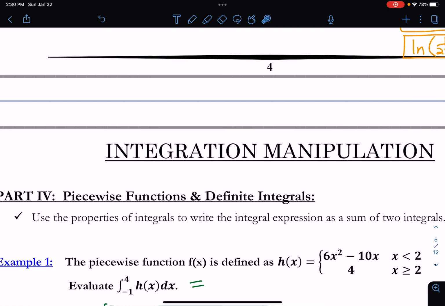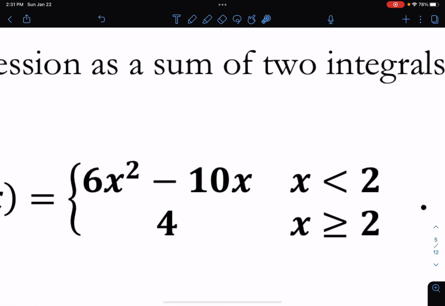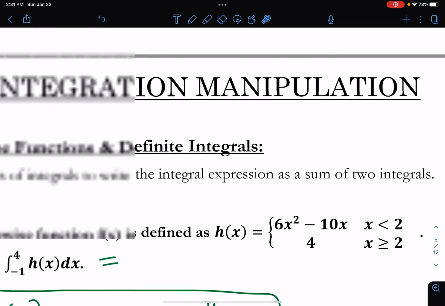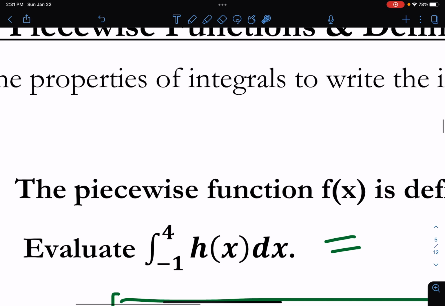All right. And the last one, part 4, piecewise functions and integrals. We haven't really done a lot with this. This is kind of rare. It's also not particularly hard. If you have a piecewise function, I know it says f of x here. That's a typo. It should just be h of x. So one piece when x is less than 2, another piece when x is greater than or equal to 2. The question says to evaluate h of x from -1 to 4.